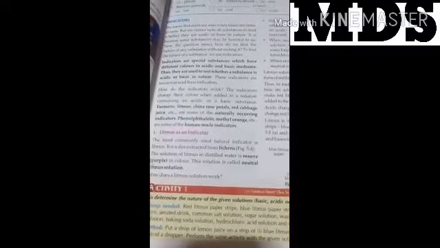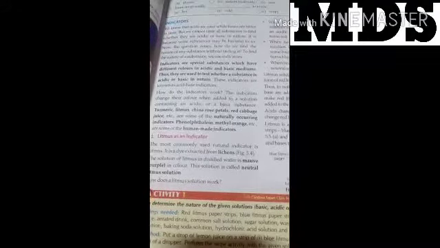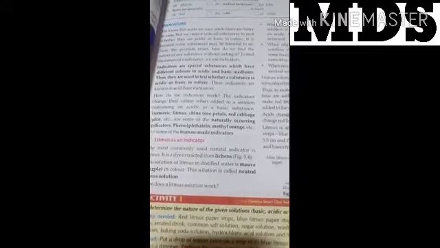Now we are starting the different types of indicators. What is an indicator? I told you that it is a specific substance which we use for finding whether a substance is acid or base. That is the indicator. There are different indicators we use, natural and also man-made.